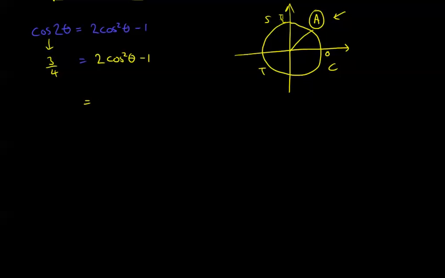So, first things first, let's get rid of the minus 1 by adding it to this side. So I'm going to have 3/4 add 1, and I will have 2 cos squared theta. Okay, so 3/4 add 1 is going to be 7/4.